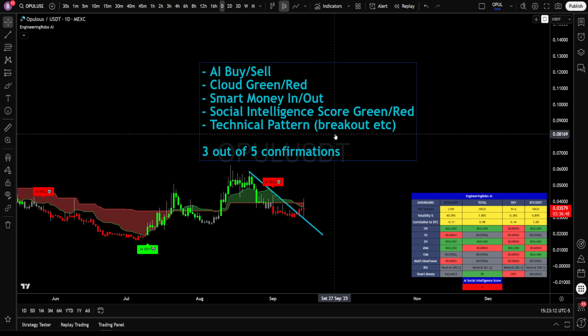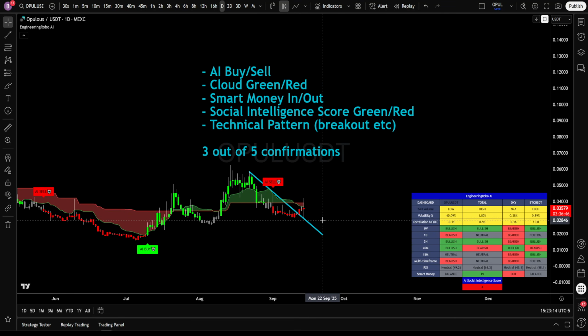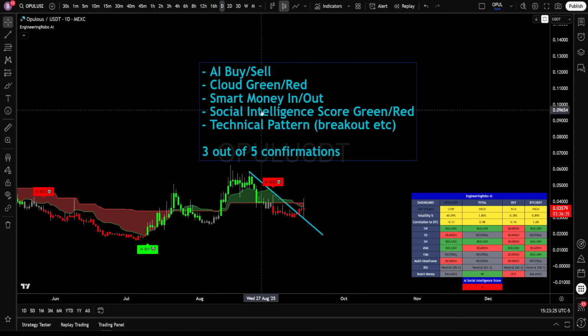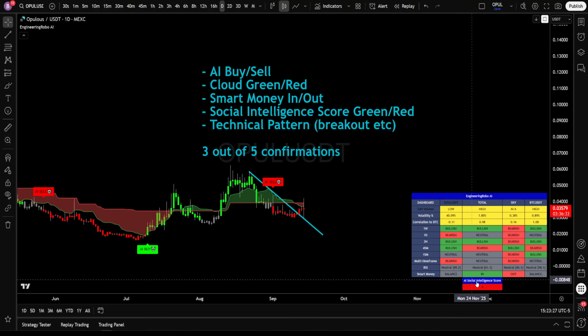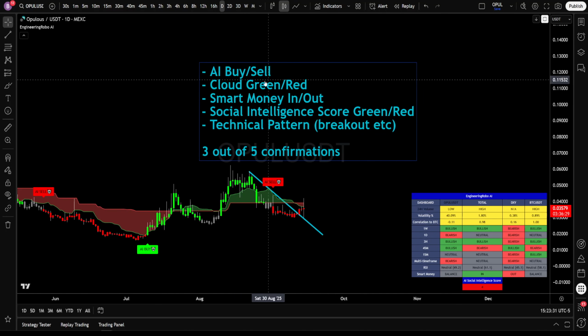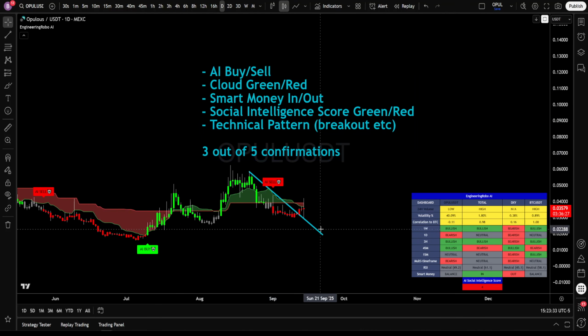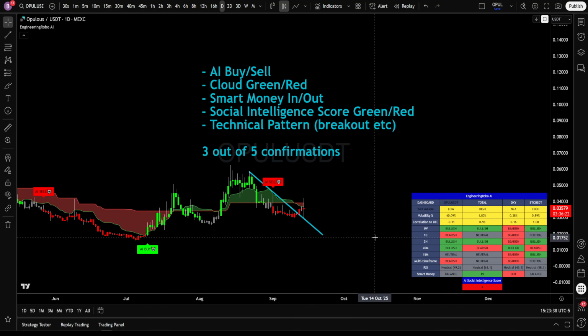So what we would need to see, of course, is a buy signal, or we need to see it get above the green cloud, or we need to see smart money in, which doesn't really show up on here as being in until it's already made a pretty good move. Social intelligence score usually switches to green. That's one of the first things that shows up, and then you'll get a buy signal. Then you'll get your technical pattern breakout or something. Those are the first things that usually happen. So, these are the three things you want to watch for on this one anyway.